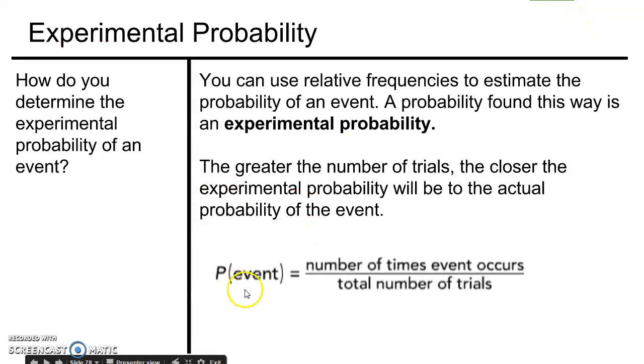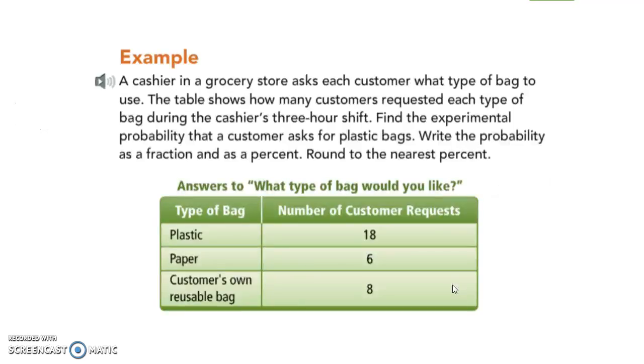Remember our probability notation, whatever is in the parentheses is what we're finding the probability of happening. And our little formula is the number of times the event occurs over the total number of trials. And it works just like the relative frequency.